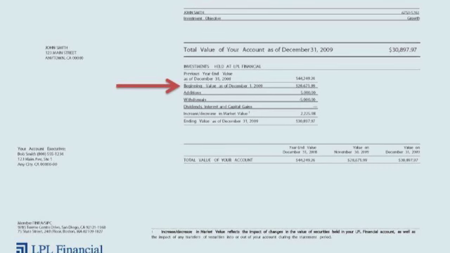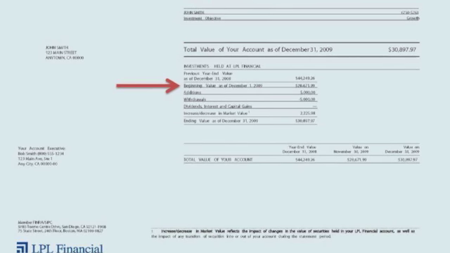The last line, ending value, is the sum of all the previous lines starting with the beginning value.